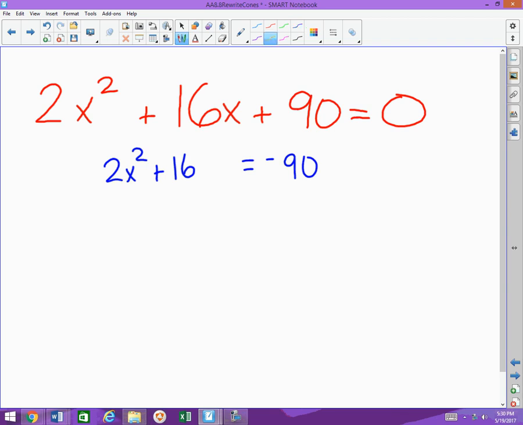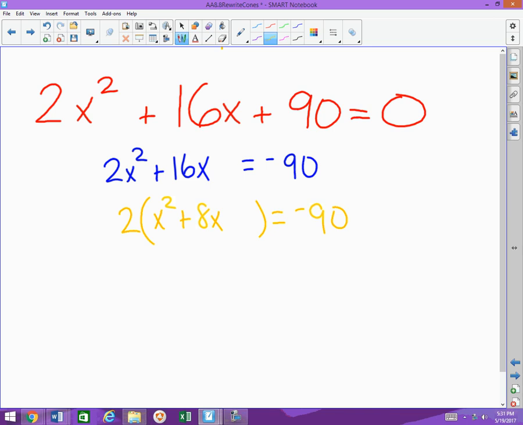Now you can divide this side by 2 and that side by 2 as one method for doing this, but when we get into this, you're going to have more than one thing that you're going to end up having to do with that part. So rather than divide by 2, we will factor a 2 out of this. And then that turns into x squared plus 8x equals a -90, and then that number doesn't change.